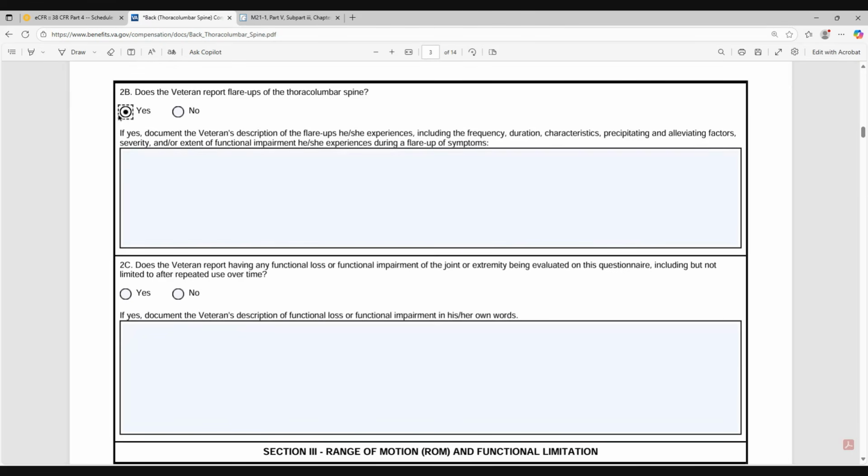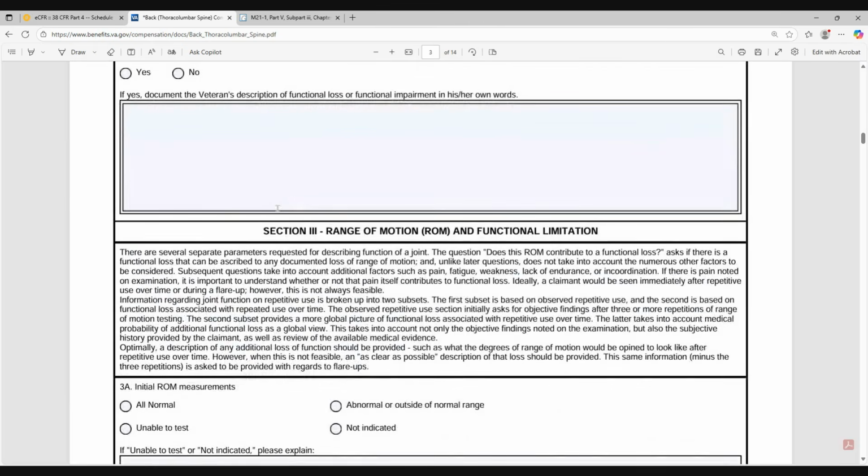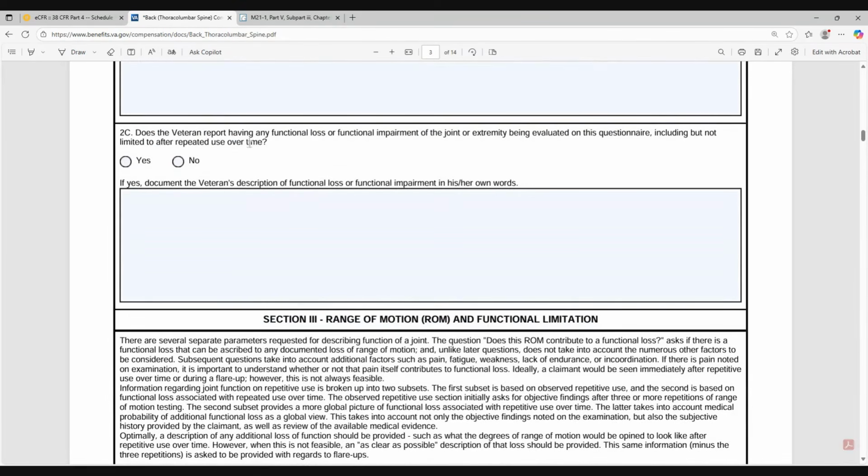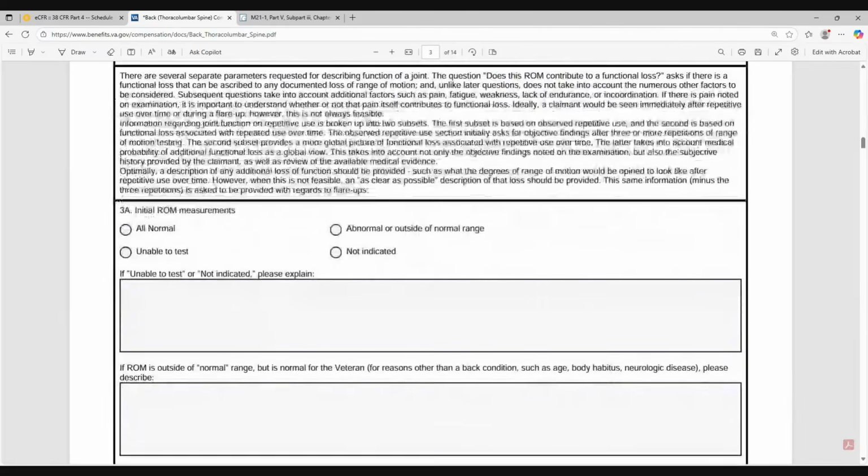But anyway, if you have flare-ups, this should be marked yes, because if it's marked no and the rater gets a hold of it and they go down here later on and they talk about flare-ups, this might cause some issues with the rater to go, okay, you gave us conflicting evidence here. You said no here and then you said yes later on. Why did that change? Now, functional impact or loss.